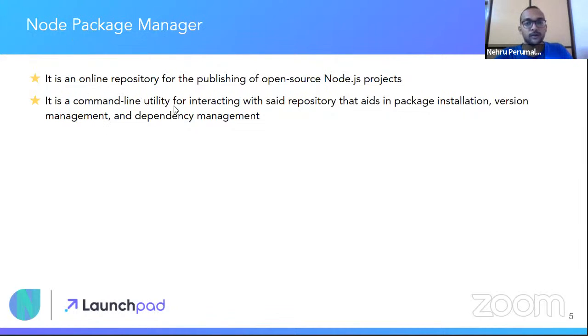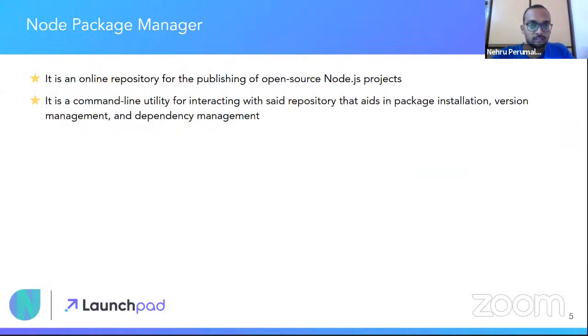Second point, for example, there is a Node.js project which is in a repository. You can use that as a package in your application. For example, someone has developed a Node.js project and published it in npm. That project you can use as a package in your project. That also aids in package installation. It is also able to do version management for us, for whatever packages we are using, and it also does dependency management for the dependencies that we have for a project.